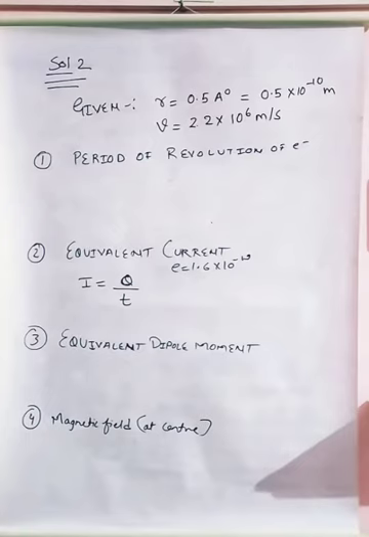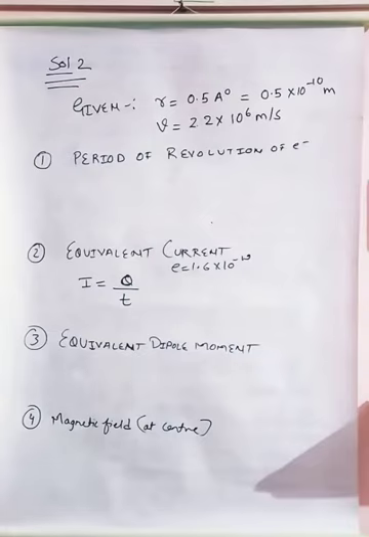Okay, so now we are going to start with the second problem. What does the second problem say? The radius of the first orbit of the hydrogen atom is 0.5 angstrom. The electron moves in an orbit with a uniform speed of 2.2 into 10 to the power 6 meter per second. Calculate the equivalent current and the equivalent dipole moment, and the magnetic field produced at the center of the nucleus due to the motion of the electron.